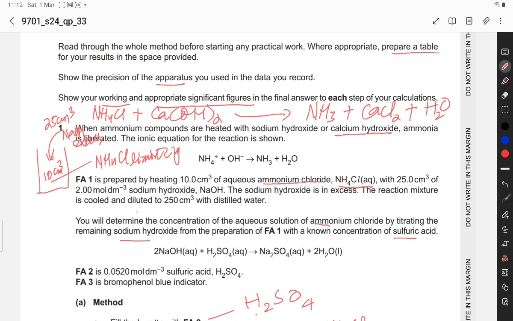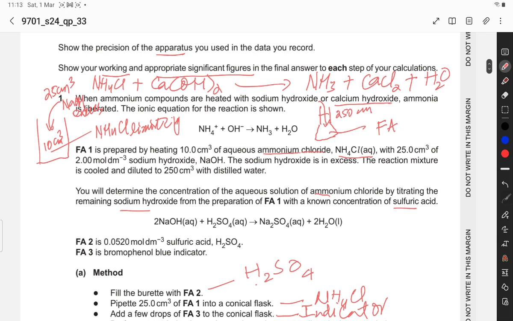The reaction mixture is cooled and diluted to 250 cm³ with distilled water. Take a volumetric flask of 250 cm³ and transfer this mixture, sodium hydroxide along with ammonium chloride, into this flask and fill it up to the 250 mark. So this is the Fa1 solution, in which sodium hydroxide is in excess.